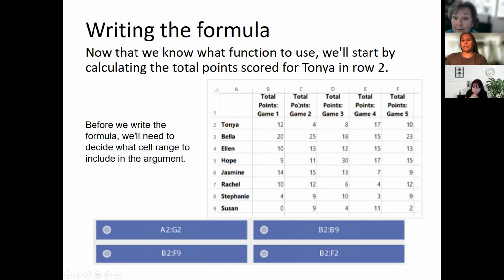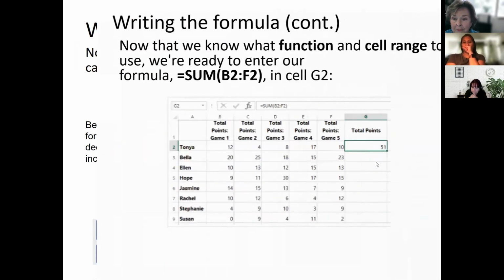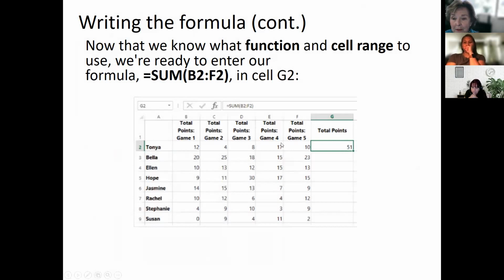B to the row 2: B, C, D, E, F. This will give you the total for one row across those columns. So, Tanya, if you write right here on the side B2 through F2, the colon stands for the range, all of these will give you the total. So here we have it, the total points across here. Now all you have to do is fill it down and you'll have everybody's total points.